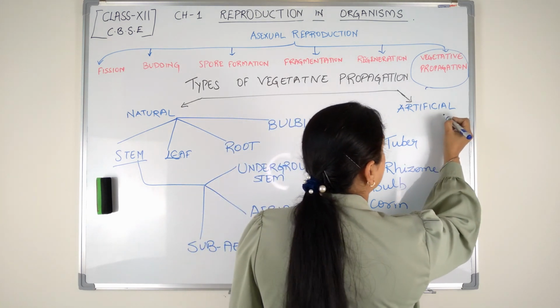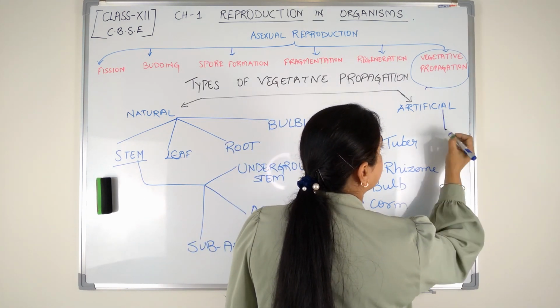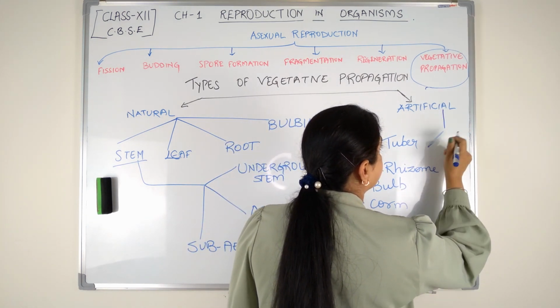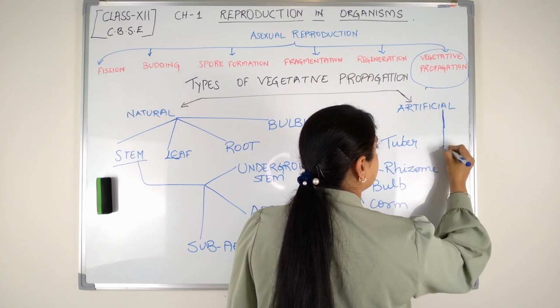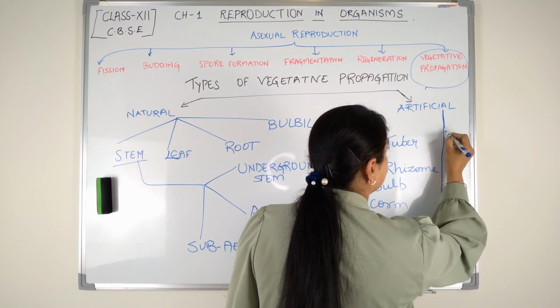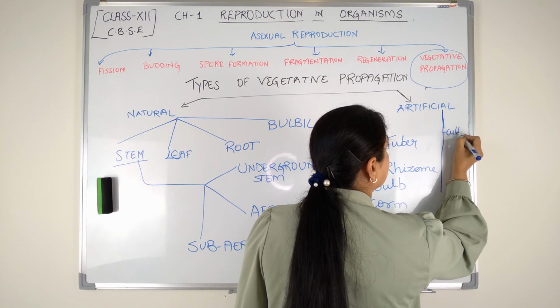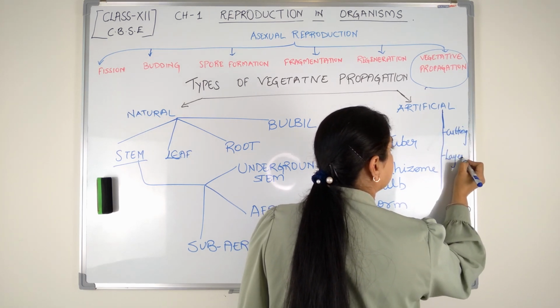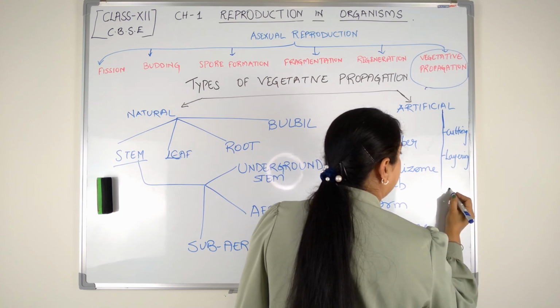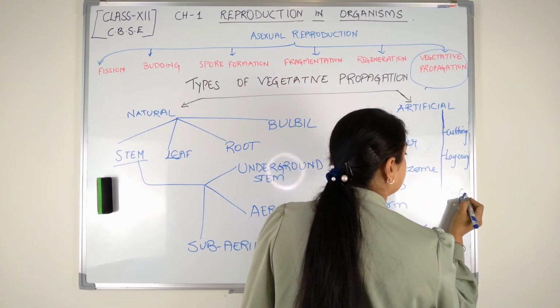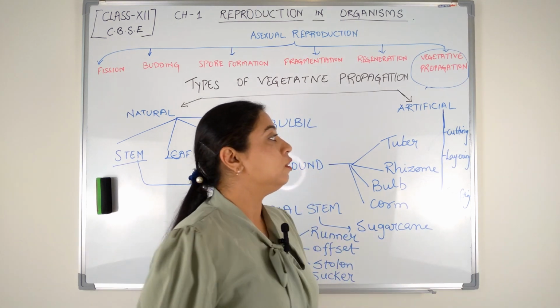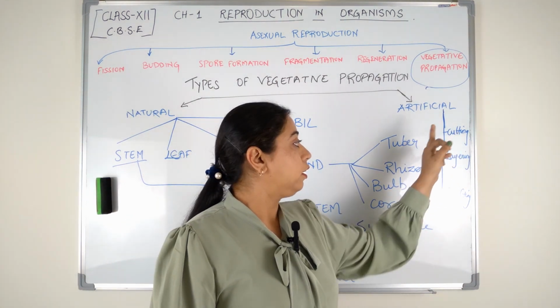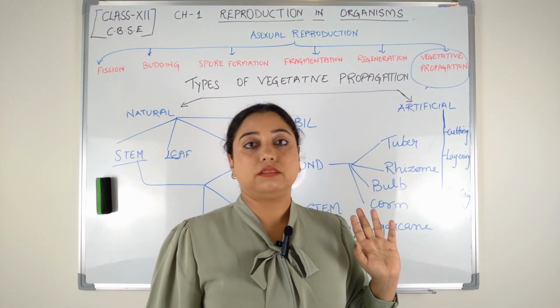Under artificial we have 3 types. That is cutting, layering and grafting. So artificial is of 3 types: cutting, layering and grafting.